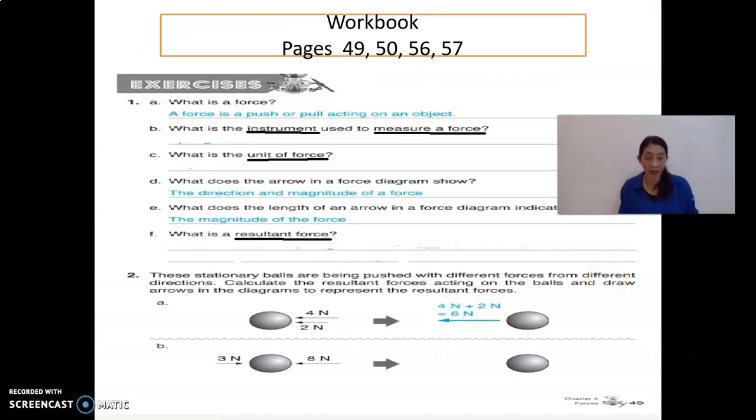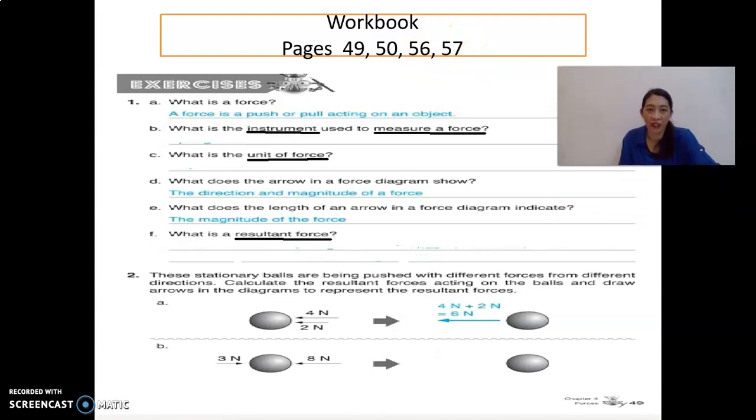So please open your workbook, page number 49, 50, 56, and 57. So number 1, what is a force? Okay, number 1, they have already answered. So letter B, what is the instrument used to measure a force? And letter C, what is the unit of force? Letter D and letter E, they have already answered. Letter F, what is the resultant force?